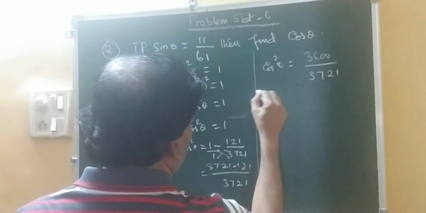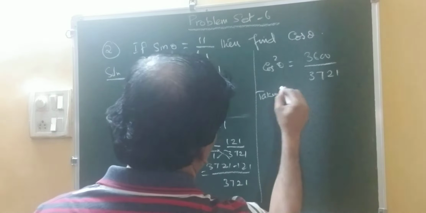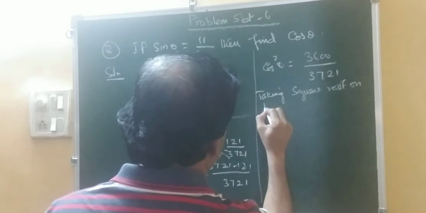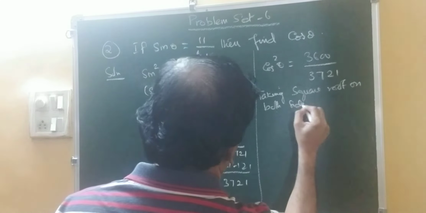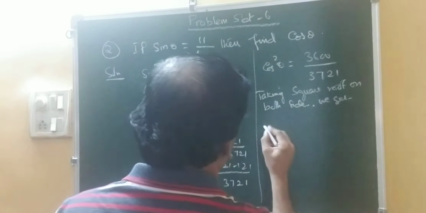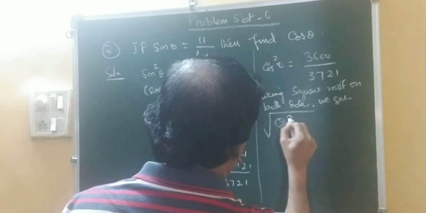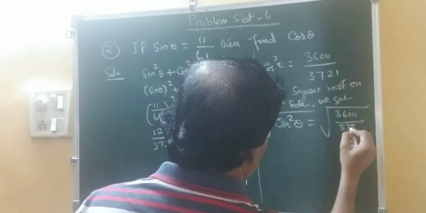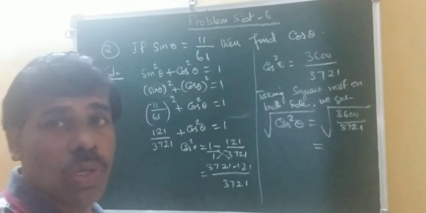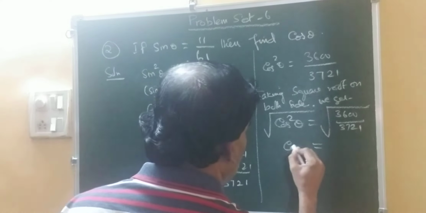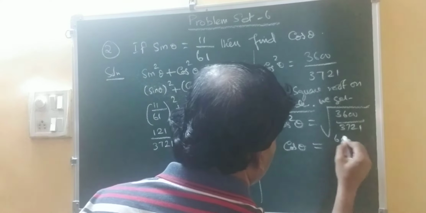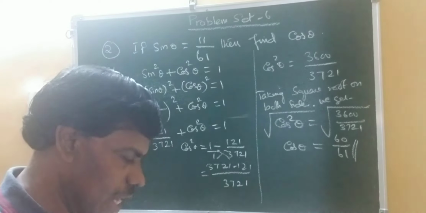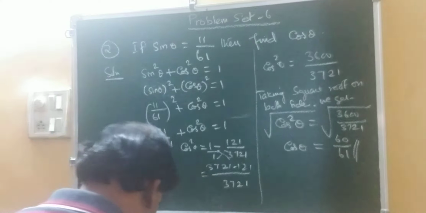Taking square root on both the sides, we get square root of cos square theta equal to square root of 3600 upon 3721. So what is the square root of cos square theta? Cos theta is equal to 60 upon 61. Is it simple? Yeah, it is very simple. Now we will do the second sum.